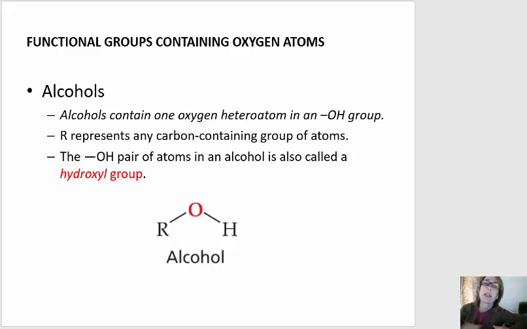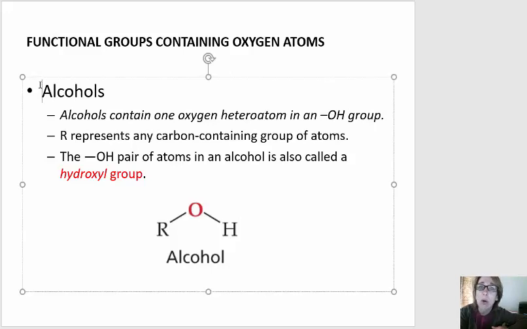So let's look at the simplest functional group with oxygen, which is known as an alcohol. The alcohol functional group occurs when we have an oxygen with a single bond to hydrogen, and that oxygen is also singly bonded to a carbon-containing group. Now, often we will refer to this carbon-containing group as R, or the rest of the molecule, because we will focus on the functional group.